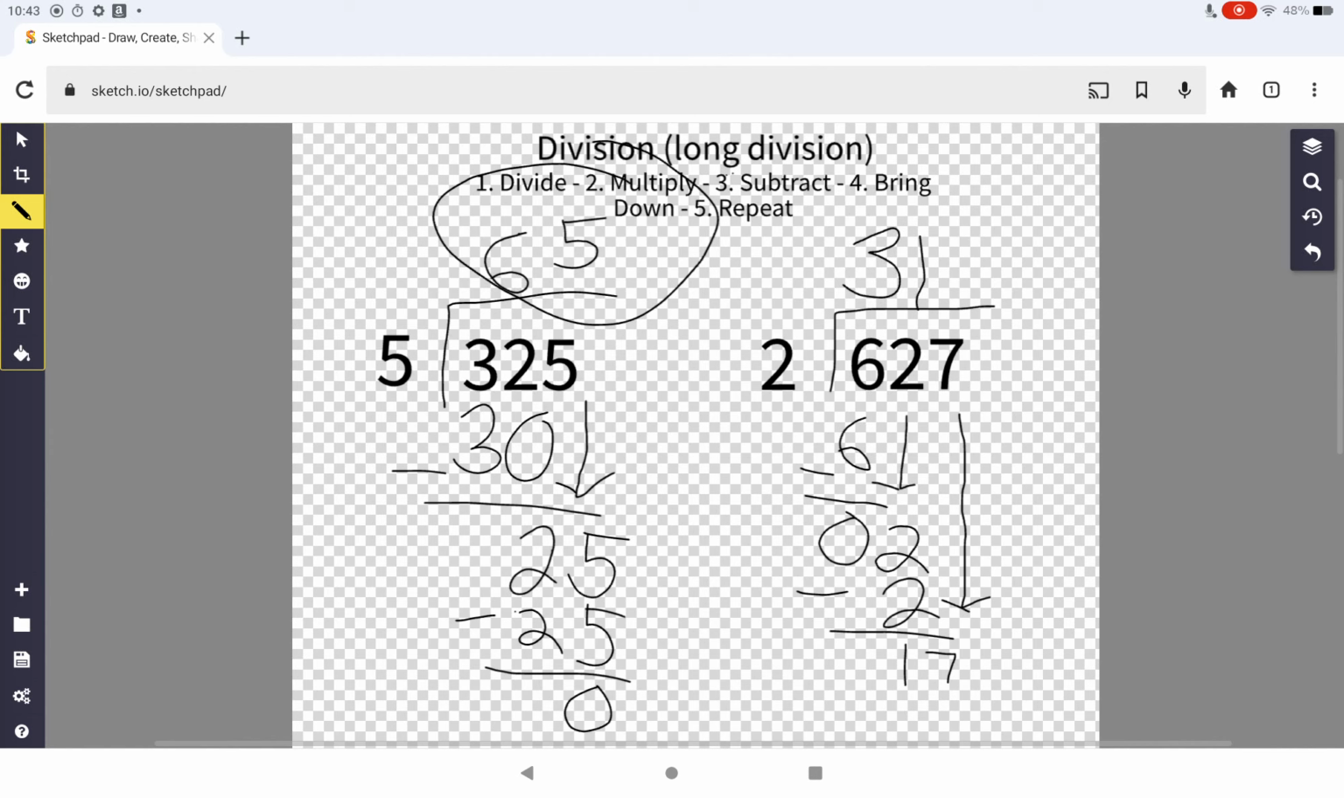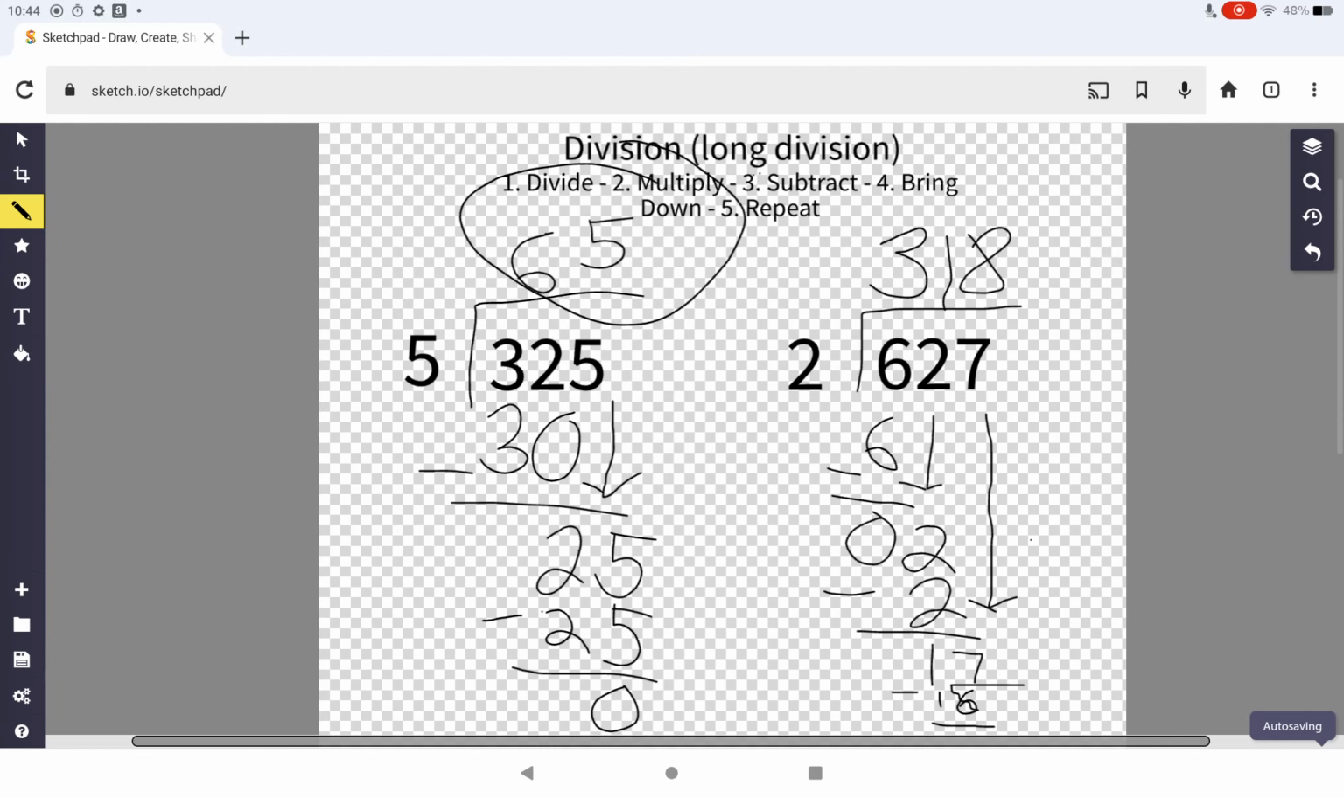17 divided by 2: 2, 4, 6, 8, 10, 12, 14, 16, you get 8. If you did 2 times 9 that would be 18, which would be 1 too much. So you put an 8 here, and then you do 8 times 2, which is 16. Subtract, and we get 1.